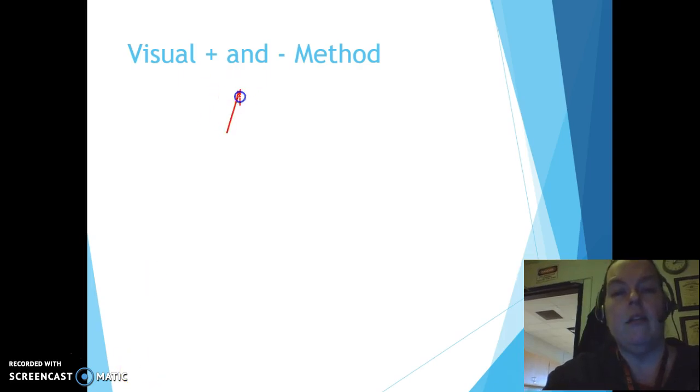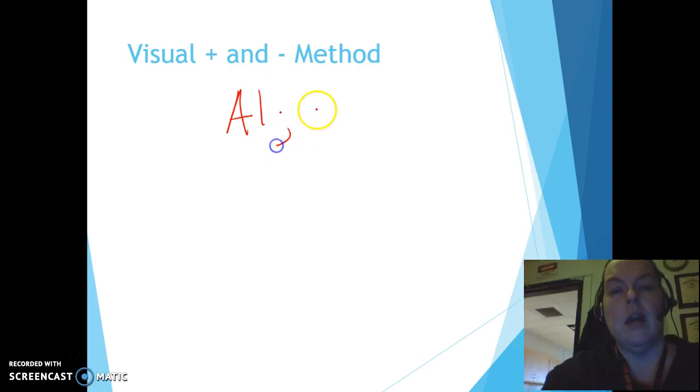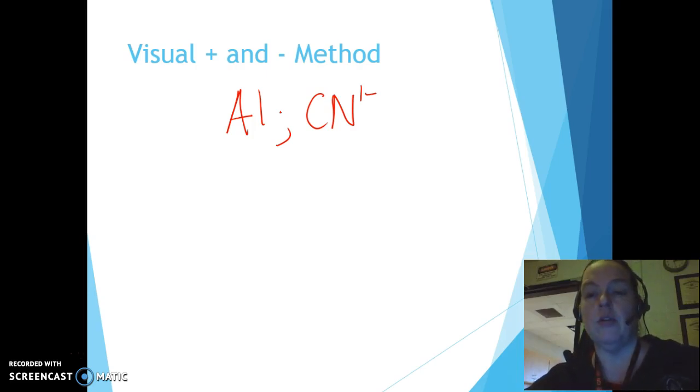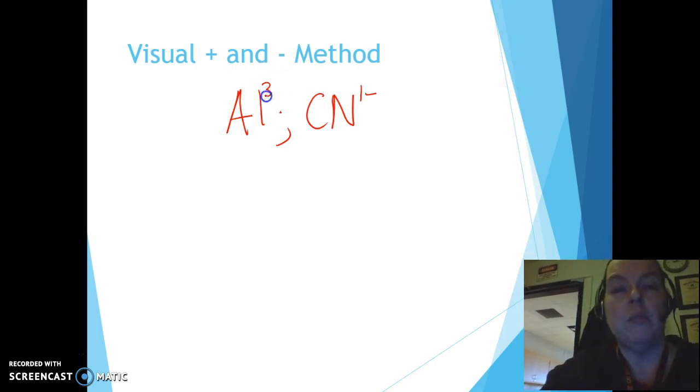So if we look at the visual plus minus method, let's look at an example. So we have Al and we have CN 1 minus. Now, you might have been noticing that I'm not giving you a charge on the Al and wonder why that is. Well, it's because you know that aluminum is a representative element on the periodic table. You should know what charge aluminum is going to take based upon your knowledge of what should happen with aluminum's valence electrons. So if we look at that, we know that aluminum has 3 valence electrons and it will lose those 3 valence electrons rather than gaining 5. So we know that aluminum is going to take a 3+ charge.